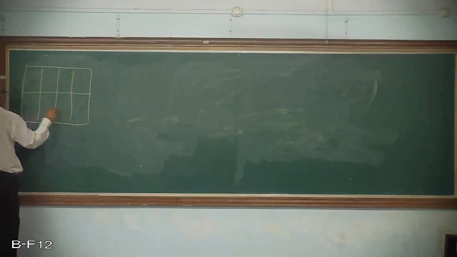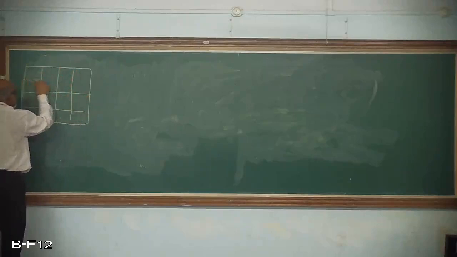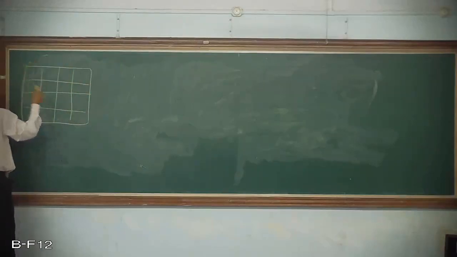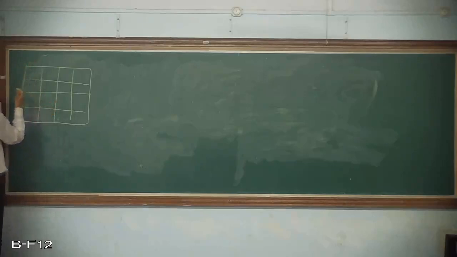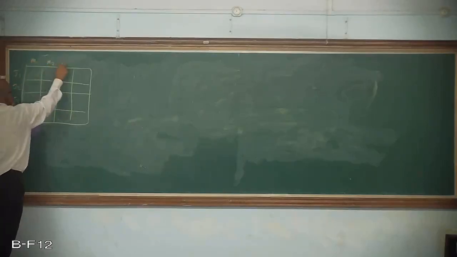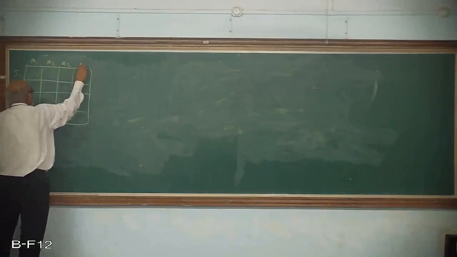Okay, instead of people, now I am taking jobs and machines. So it doesn't make a difference whether you take jobs here and machines here or the other way around. Let me say, this one is job J1, J2, J3, J4. This is machine M1, M2, M3, M4.